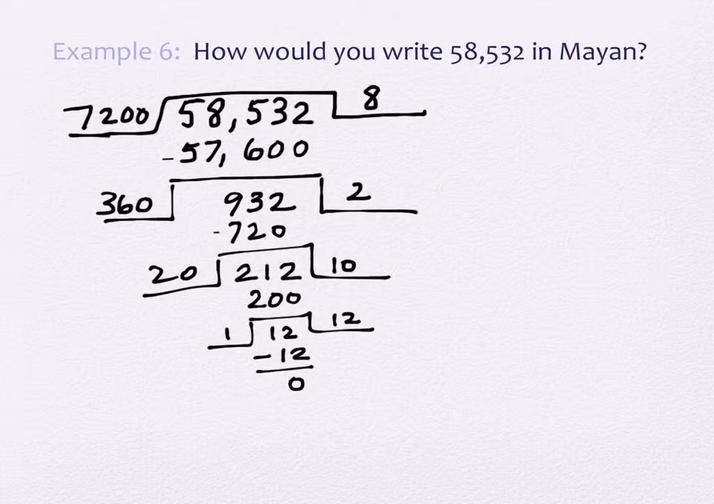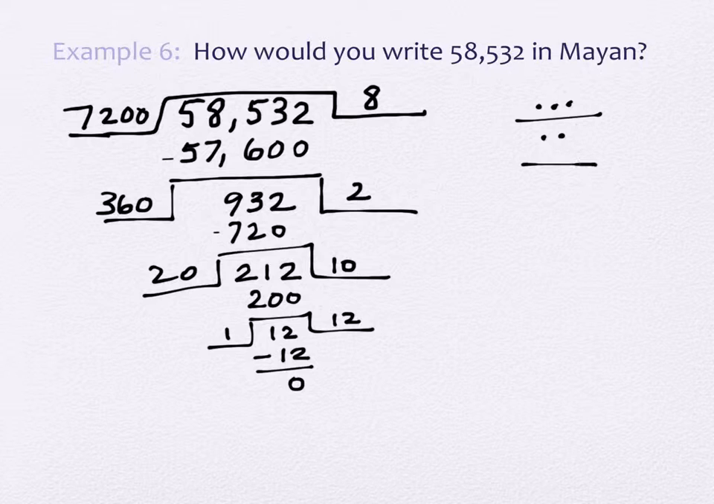Okay, we've really done the hard work now. All that division algorithm is the hard work. The easy part is actually writing it in their numerals for this number system anyway. So how do I write the number 8 in their number system? 3 dots and a line, and what goes on top, the dots or the lines? The dots. So I write 3 dots with a line. That's the number 8. What's the number 2? 2 dots. What's the number 10?